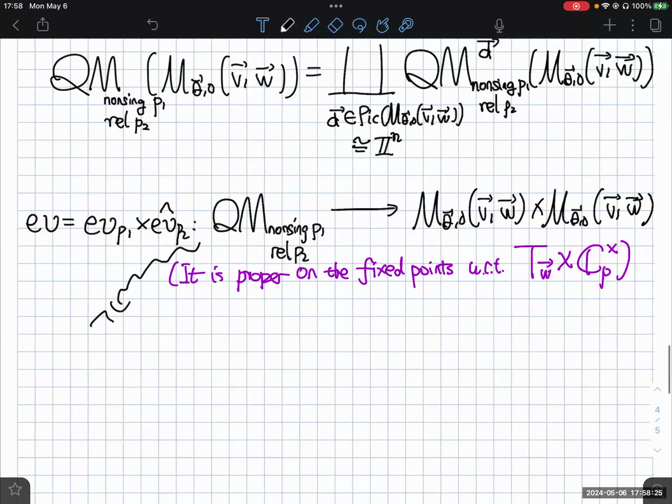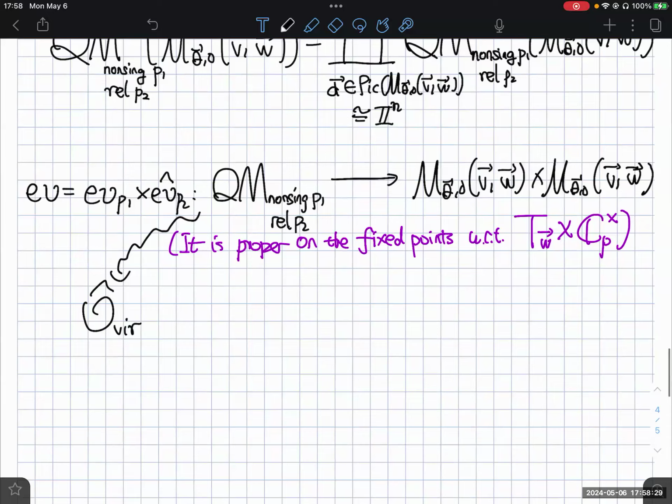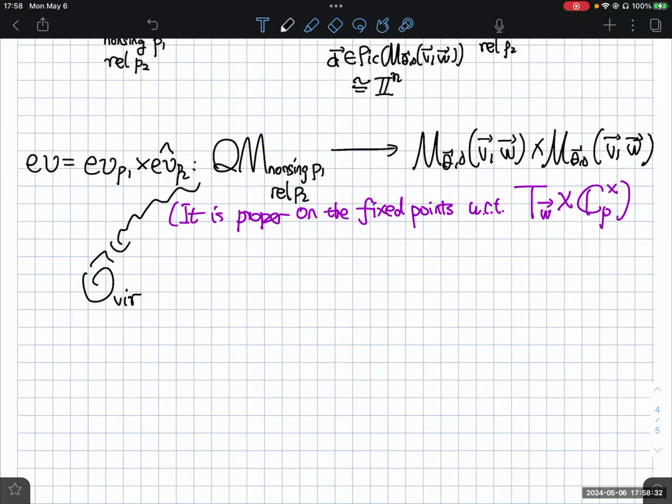And also on this quasimap space, we have the twisted virtual fundamental sheaf. With this object, we can define the capping operators in the following way.